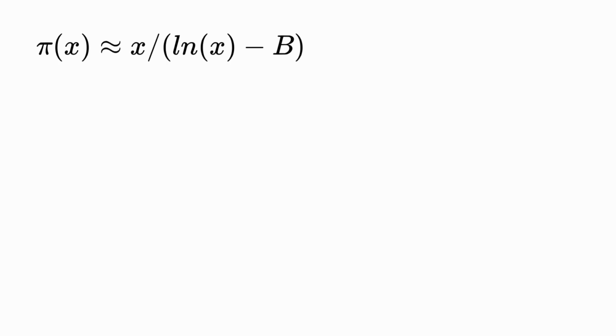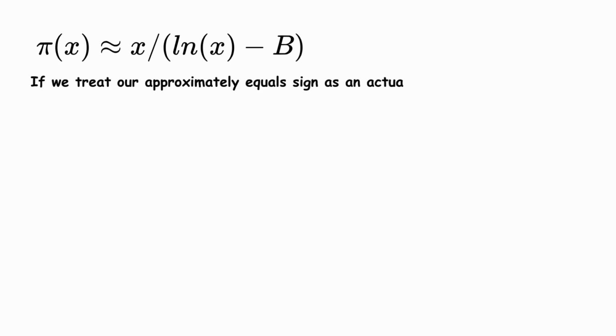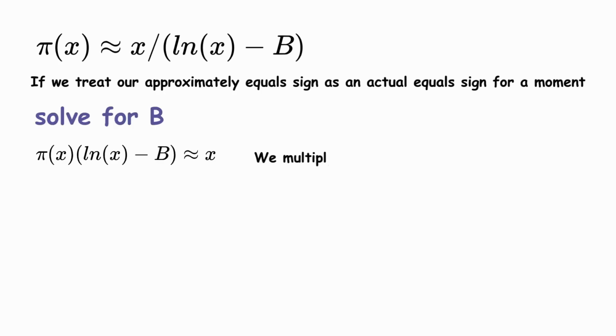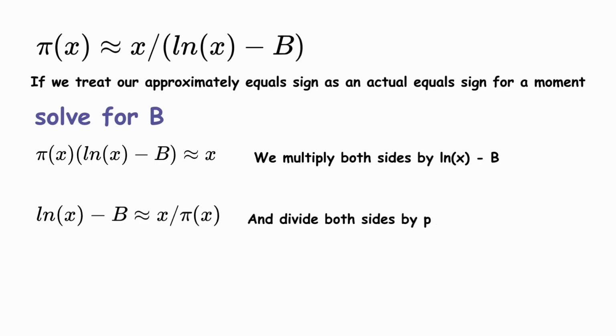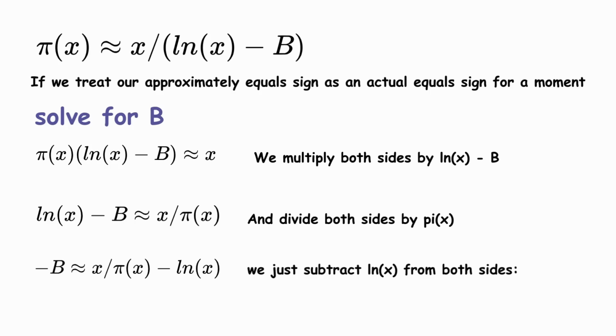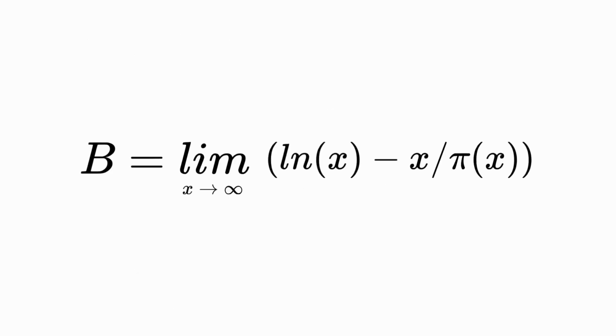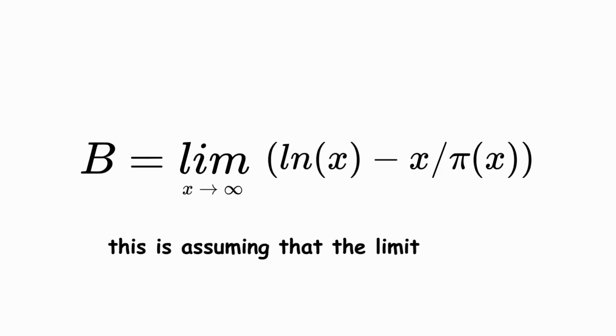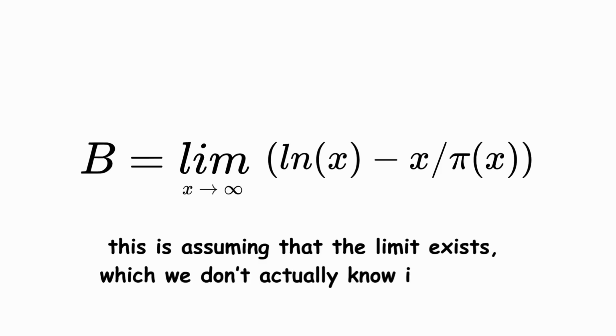Taking our approximate equality, if we treat our approximately equals sign as an actual equal sign for a moment, we can manipulate the statement using algebra and solve for b. We multiply both sides by natural log of x minus b, and divide both sides by pi of x. Now we just subtract natural log x from both sides, and negate both sides. To make this an actual equality, we take the limit on the right as x approaches infinity. This is assuming that the limit exists, which we don't actually know is true yet.